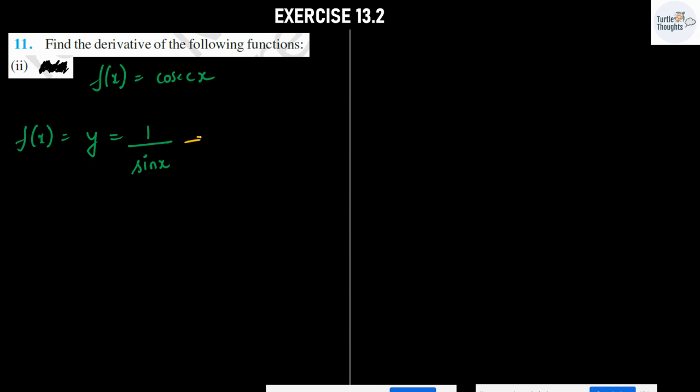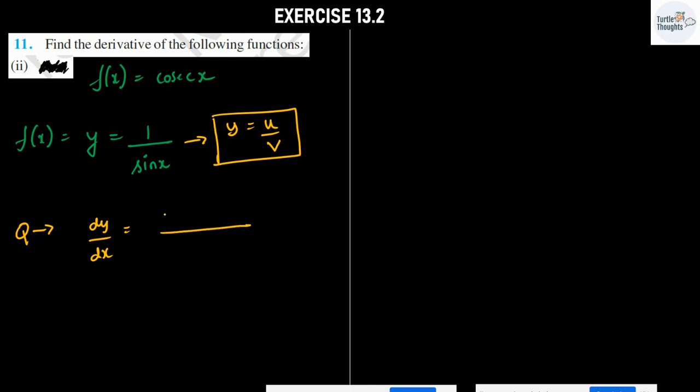Yes, this is of the form y is equal to u divided by v. I can solve it using the quotient rule, similar to the previous problem. The quotient rule says that the differential of y with respect to x, when we have two terms divided with each other, the numerator is taken as u, the denominator is taken as v, is going to be v multiplied by u dash minus v dash multiplied by u, divided by v square.